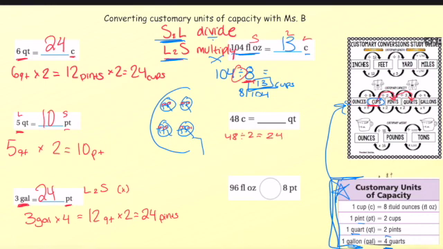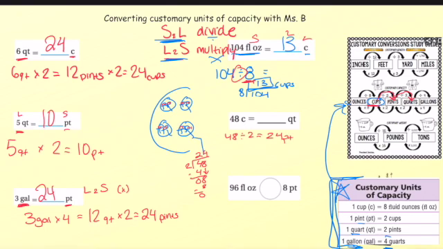I cut the 4 in half. 4 in half is 2. 8 in half is 4. Or you could have done 2 goes into 48. 2 divides into 4 2 times. 2 times 2 is 4. Subtract, bring down your 8. 2 divides into 8 4 times. 2 times 4 is going to be 8. Subtract, nothing else to bring down. Okay? Now, 24 what? Well, we went from cups to pints, so 24 pints. Always label it. It's going to make your life easier.